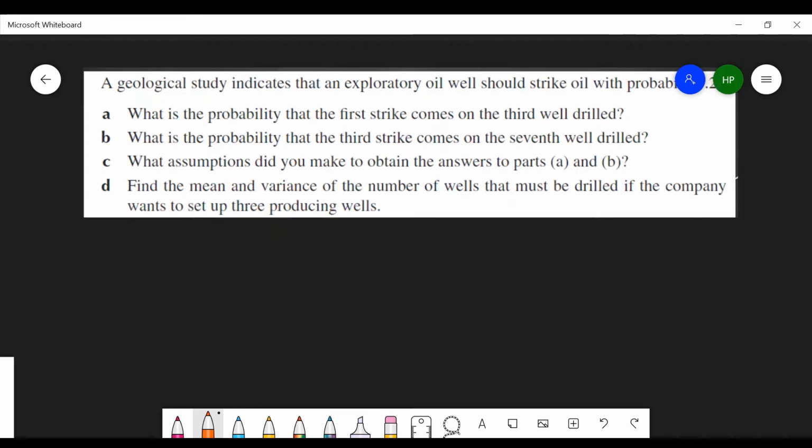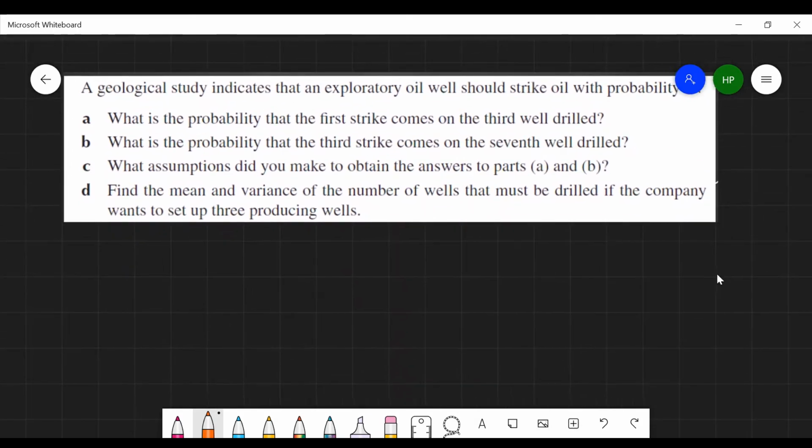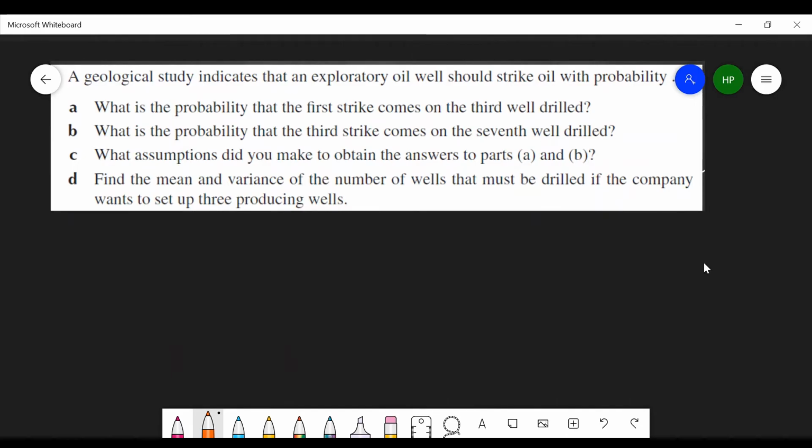Okay? Yan. So, a geological study indicates that an exploratory oil well should strike with probability 0.2. Okay? So, letter A, what is the probability that the first strike comes on the third well drilled? Okay? So, ibig sabihin, probability of y equals 3. Okay? Tapos, first ang kailangan natin, di ba?